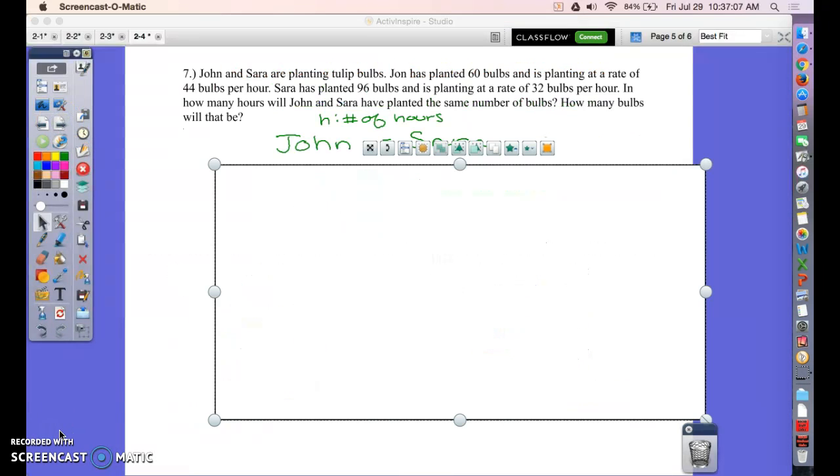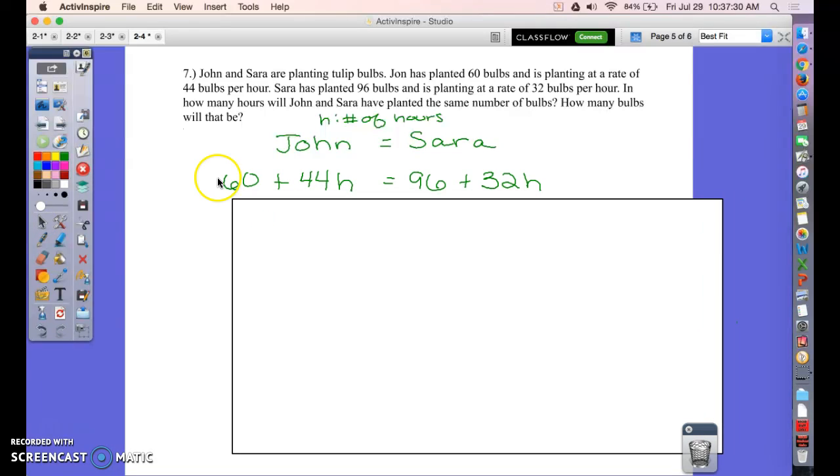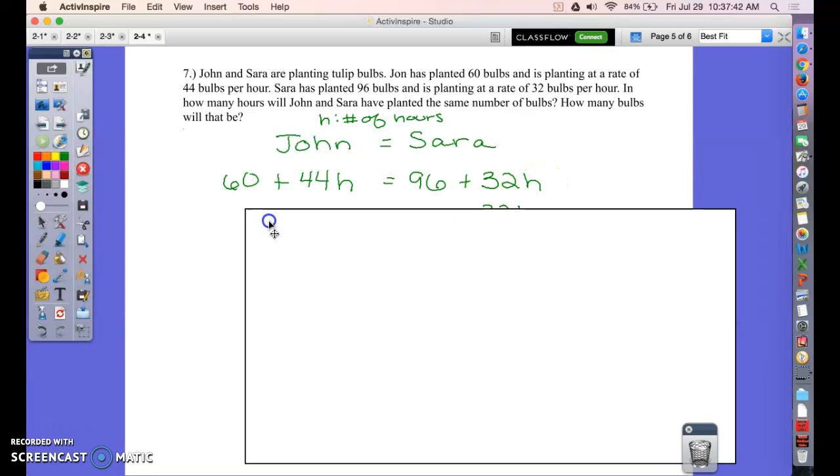Okay, reading this word problem, last problem here. It's asking me to find how many hours will John and Sarah have planted the same number of bulbs. So defining my variable, I would define h for the number of hours. I want them to be the same, so I want to know when John's bulbs will equal the amount that Sarah has planted. When I wrote my equation, I knew that John had planted 60 already and is adding to that 44 per hour. Sarah has planted 96 and is adding to that 32 per hour. So your equation should look like that.